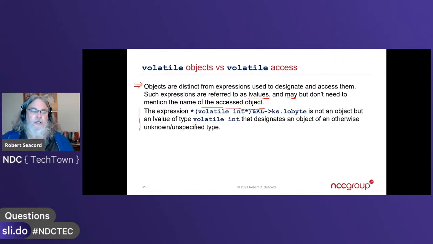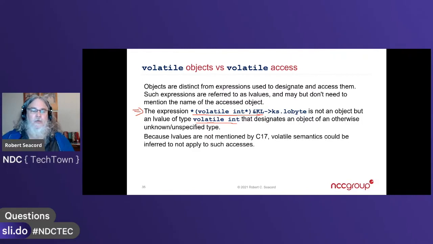So if we go back to the motivating example in the early Unix source code for introducing volatile, we had KL, which was an address in memory, and so there's no way to declare that volatile. So instead, there was an expression where we cast it to a volatile qualified pointer and then access it. So the object itself is not a volatile qualified object. It's just being accessed through a volatile qualified lvalue. So lvalues are not mentioned by C17. So volatile semantics could be inferred to not apply to these accesses. And it's definitely a legitimate reading of the standard, although the response to this is, well, this is exactly the reason why these were introduced.